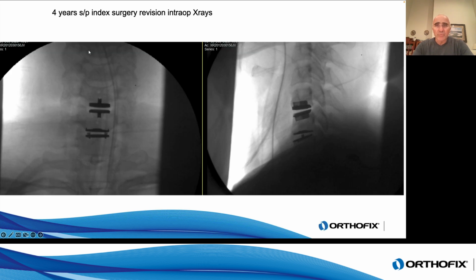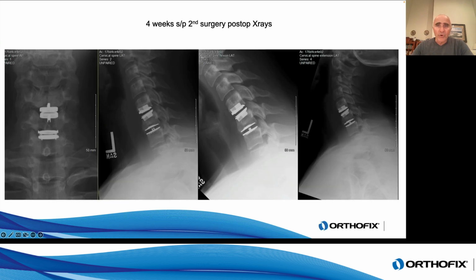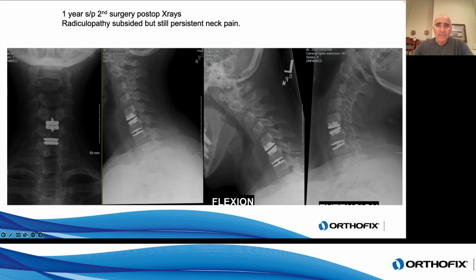She was revised to ProDisc C at the C5-6 level. Here are her 4-week post-op x-rays. And here are her 1-year post-op x-rays showing excellent motion at both segments. Her radiculopathy has subsided, but the patient still has some of that baseline neck pain that has persisted from day 1. Still, she's quite happy.